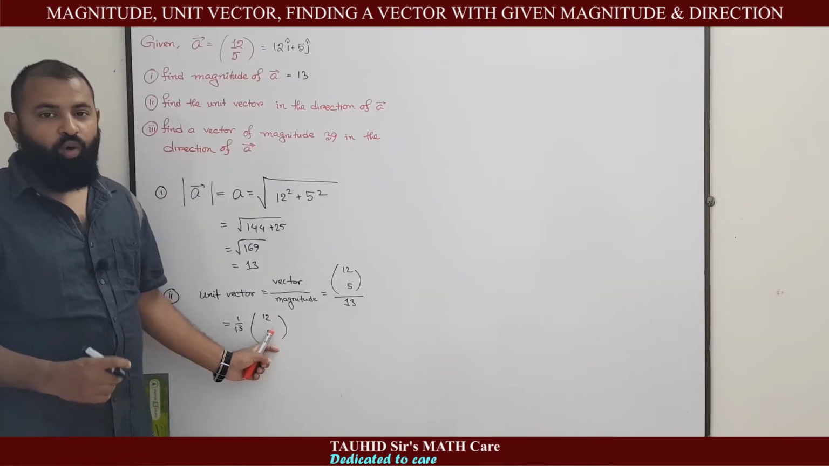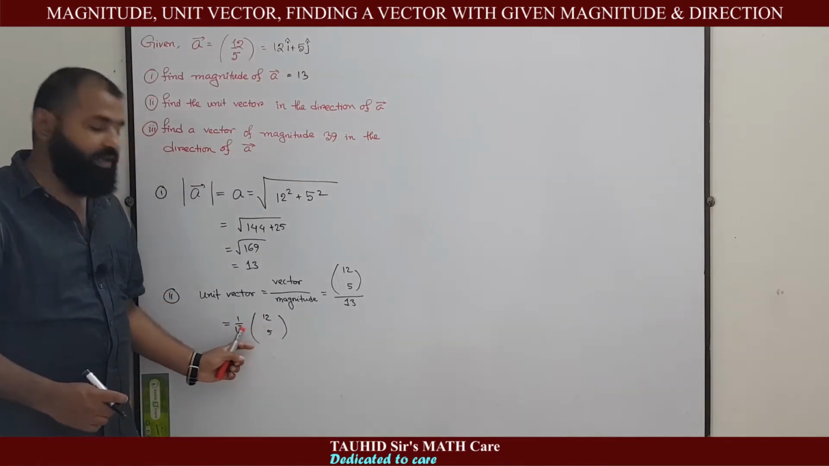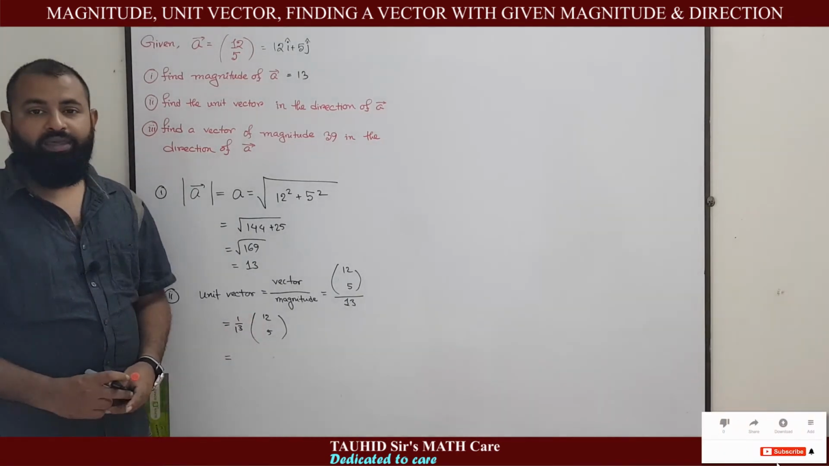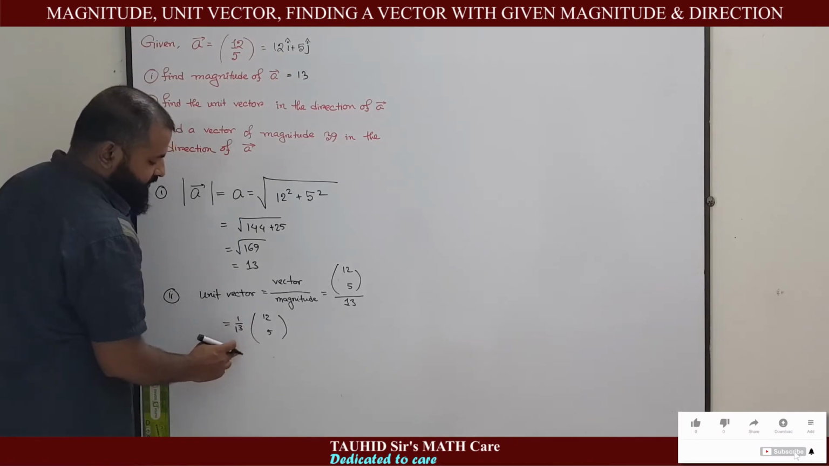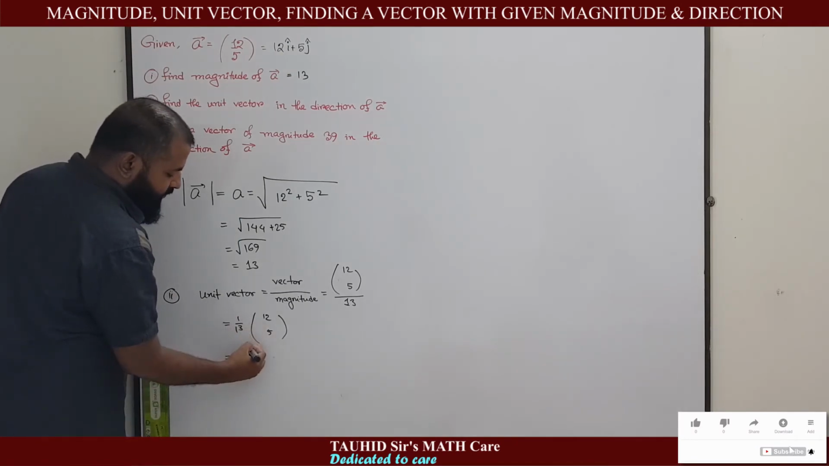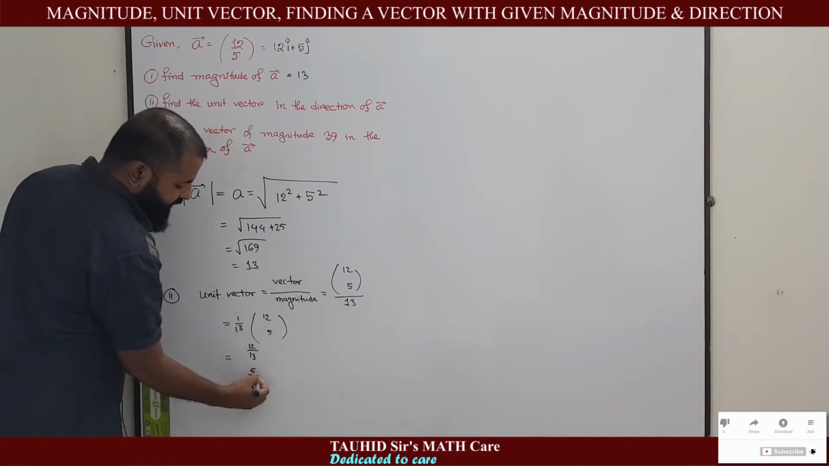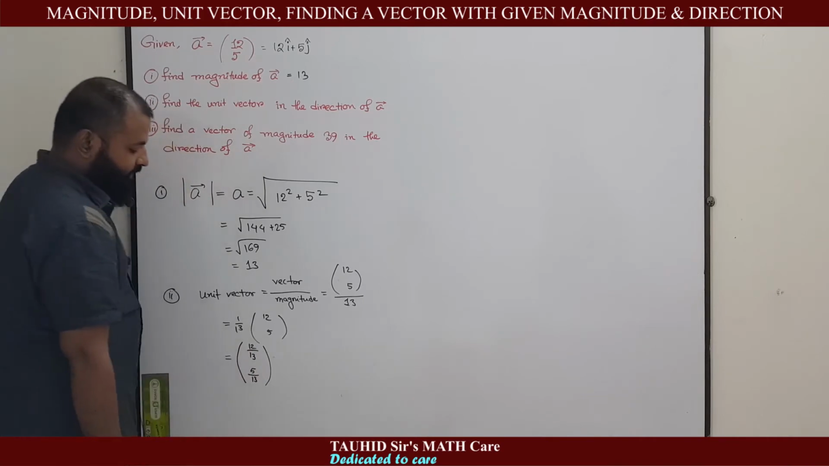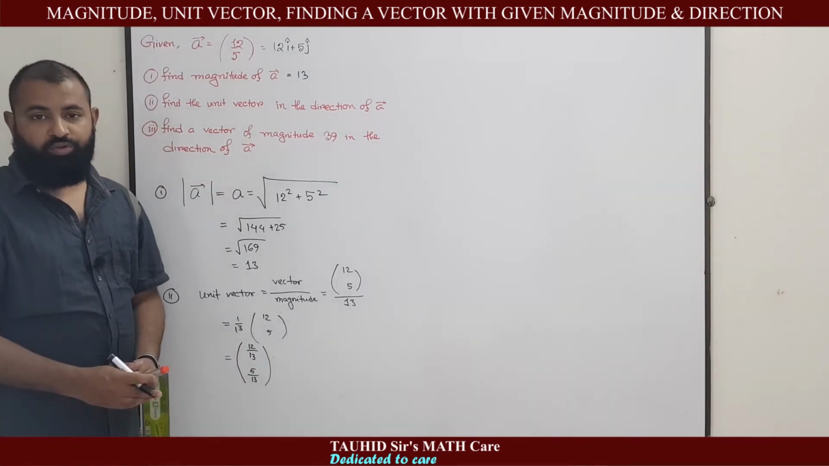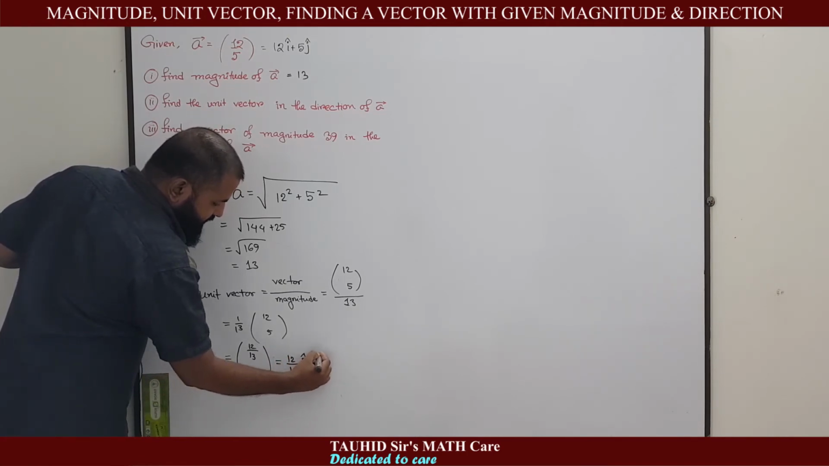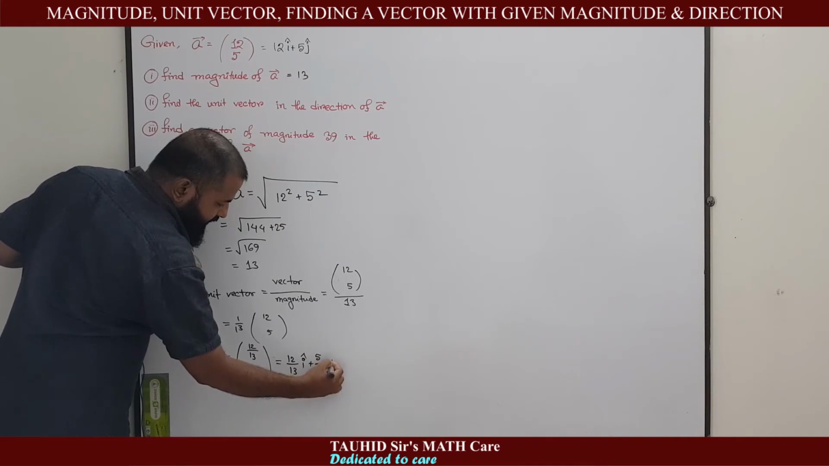We know that while we are multiplying a vector by a scalar, we will multiply each of the elements by that number. That means 1 by 13 multiplied by 12 is 12 by 13, 1 by 13 multiplied by 5 is 5 by 13. This is our unit vector. We can write it as 12 by 13 i plus 5 by 13 j.